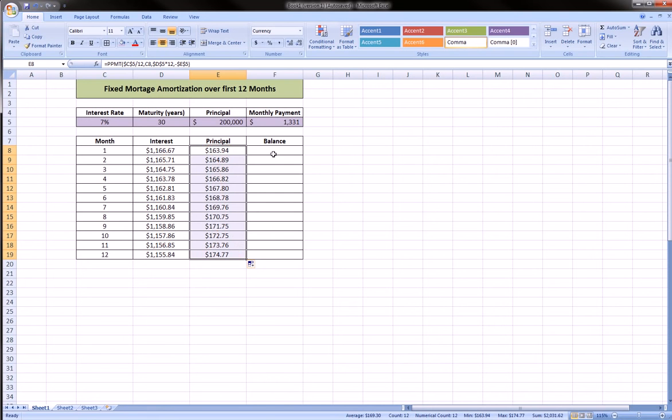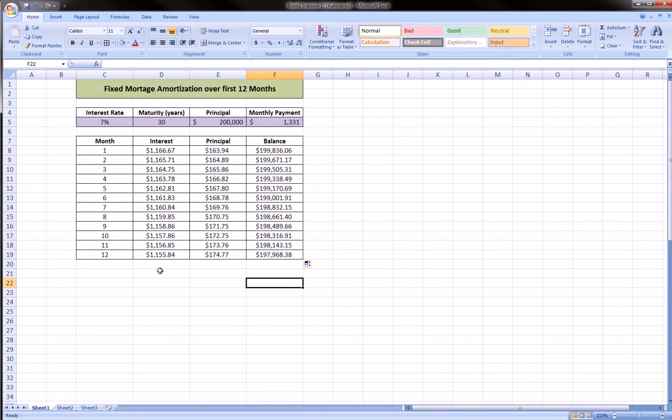Okay, now let's just calculate our balance. And to do this for the first month, it's slightly different. We have to take the principal amount and subtract the principal paid in the first month. So our principal goes down by $163.94. For the second month, we take the previous month's principal and we subtract the principal paid in the second month. And now we can drag this formula down. So we see by the 12th month, we've only paid down a little over $2,000 on this principal, right?